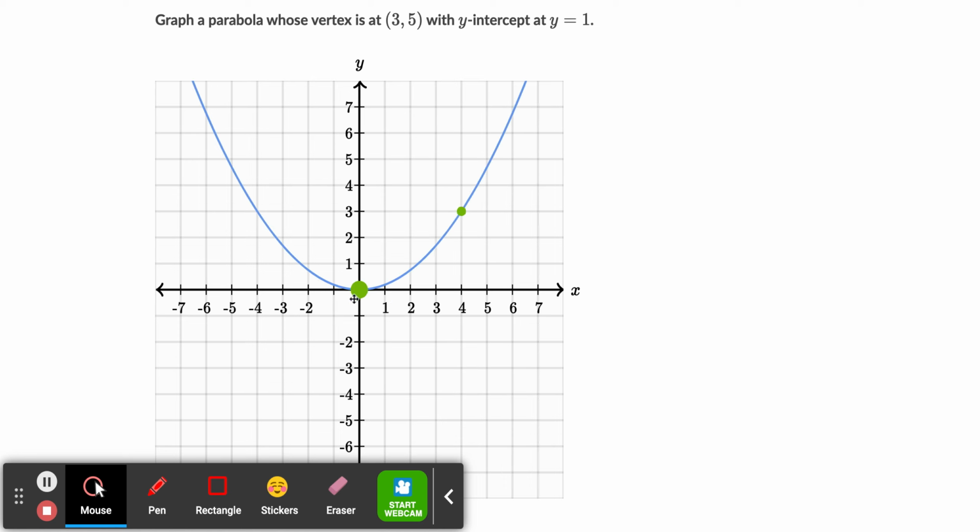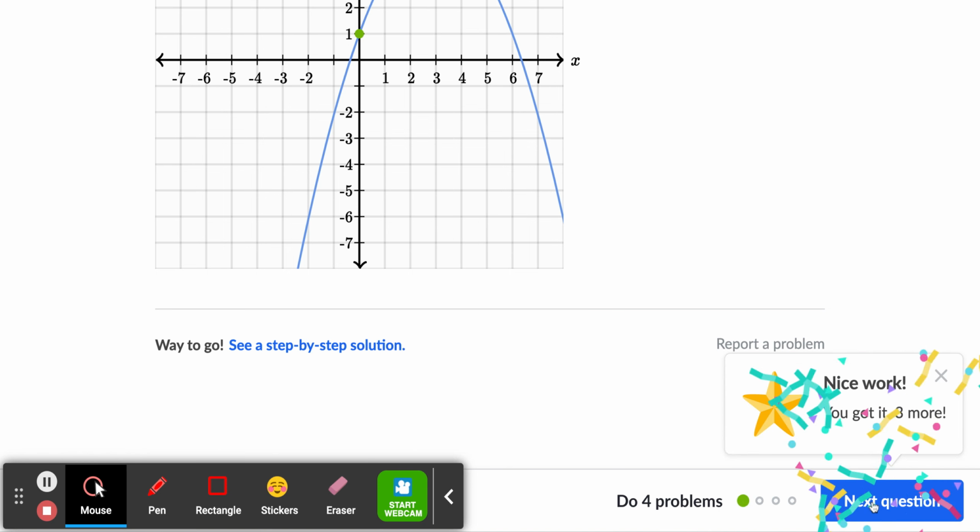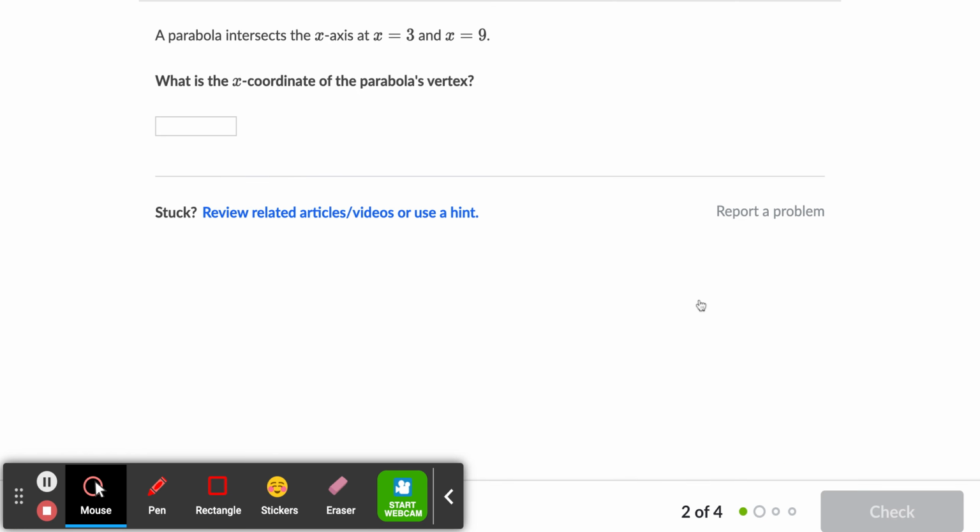Y-intercept at y equals 1. Okay, so let's take this other point. Let's cross the y-axis at 1. Done. So that's the first one. We'll do 2 more here.